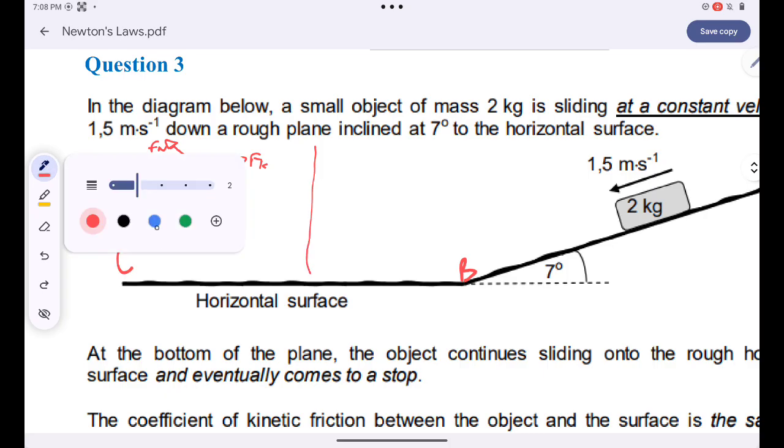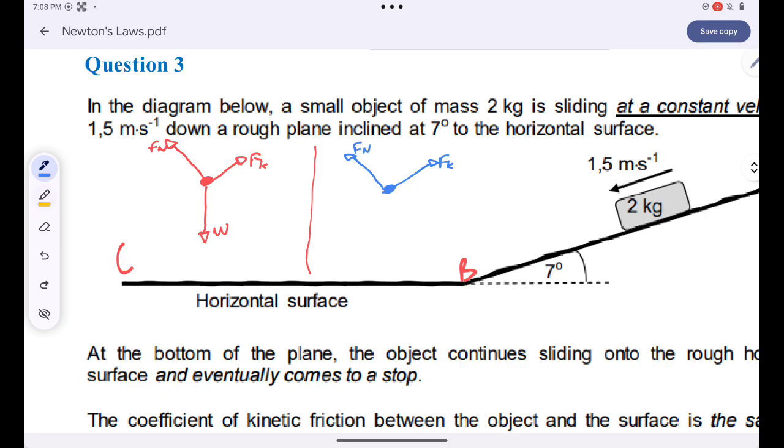The free body diagram that I prefer is this one, that has the components of gravity. Yes, I do have frictional force, kinetic friction. I also have my normal force, which is perpendicular to the surface, and I also have the components of gravity. I will express the components of gravitational force in blue. So I have gravity parallel, FG parallel, as well as FG perpendicular. All right, together.